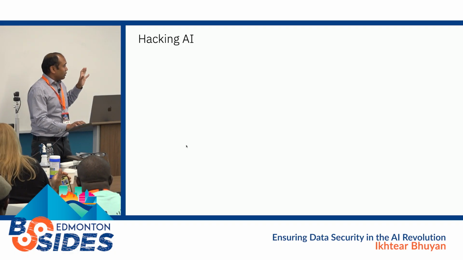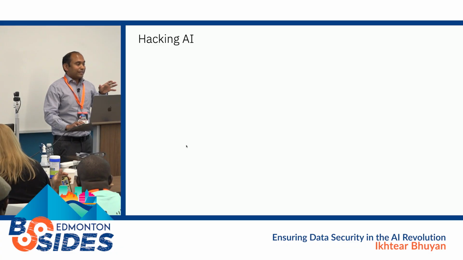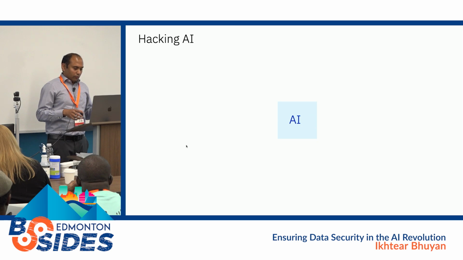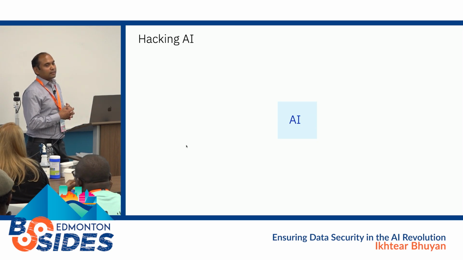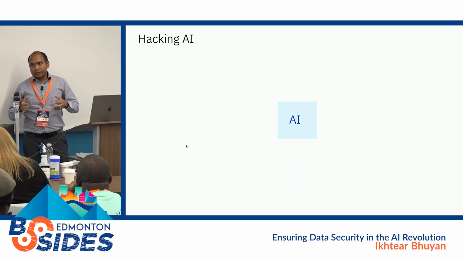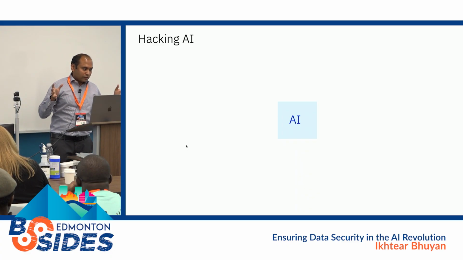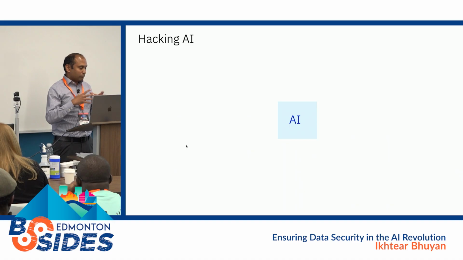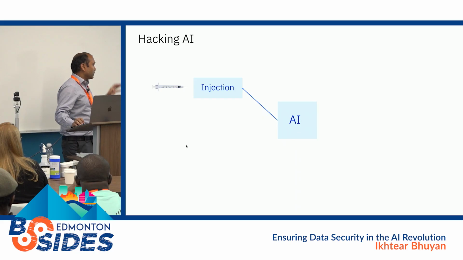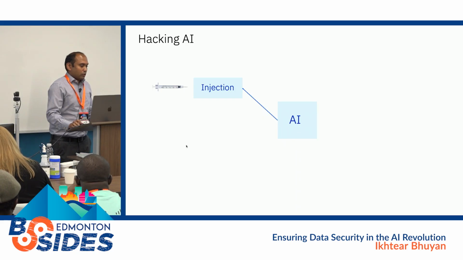Let's see some examples of how AI can be hacked. There are, I think, more than 6,000 different research papers around AI security. Probably you have heard about OWASP. OWASP has a set of the top 10 LLM security risks. But the number one they came up with is injection, called prompt injection.